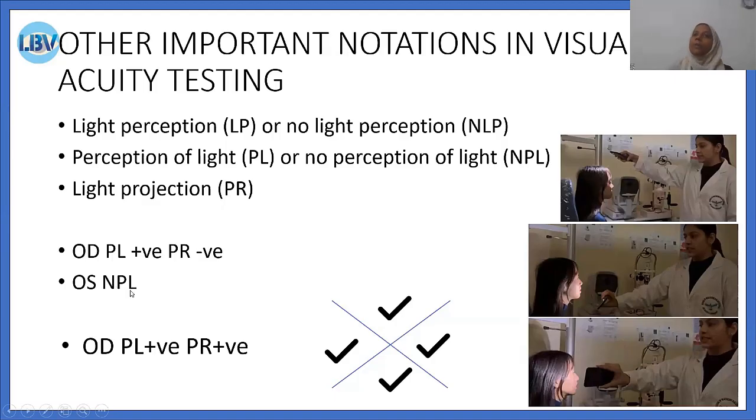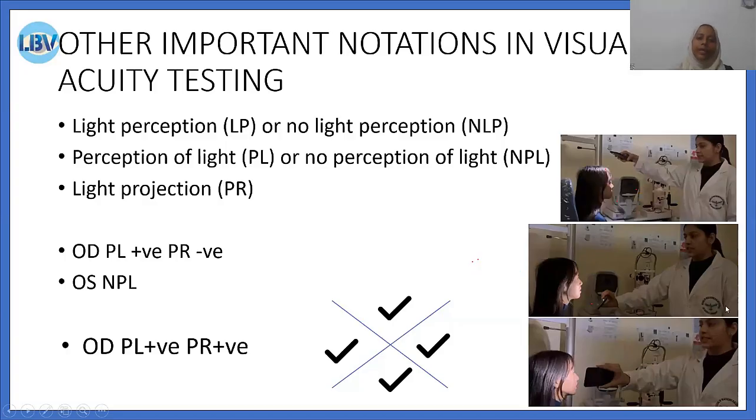Similarly, if there is no perception of light, you record it as NPL. So you cover the eye that is not being tested, and you project the light in different directions. You can see the image here. This is the image of our GDGU clinic, and these are my students. They are projecting the light from upside, downside, then from the temporal side, and similarly they will do it for the nasal side also.